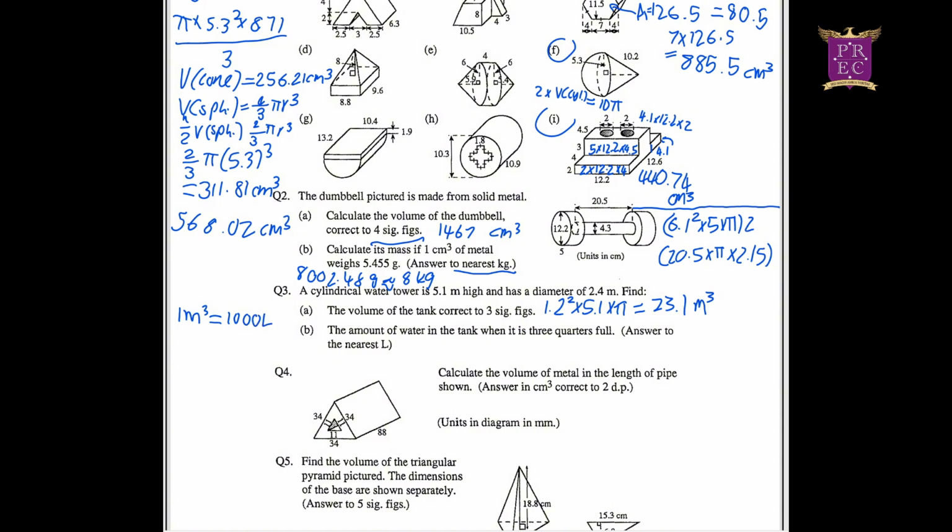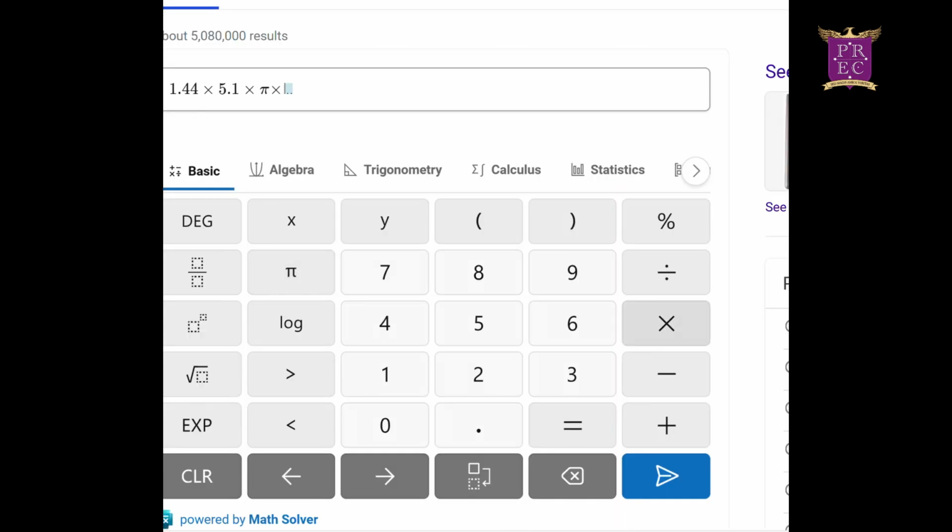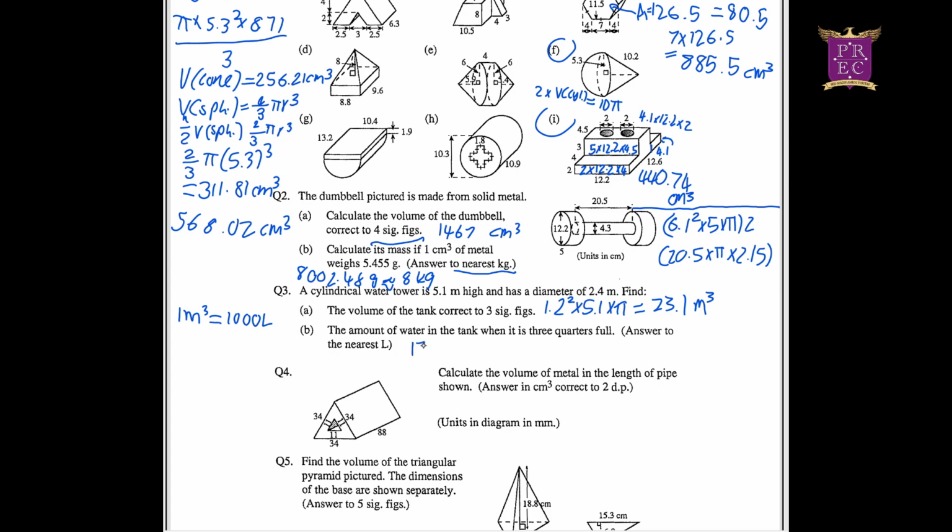Then they're asking us the amount of water when the tank is 3/4 full. So we go back to the calculator and times this by 3/4. What's 3/4 in decimals? It's just 0.75, which gives us 17.303. And we just need to times this by 1,000. We get 17,303.89, and round it up to the nearest liter, which gives us 17,304. Let's go back to this: 17,304 liters. That's our answer.